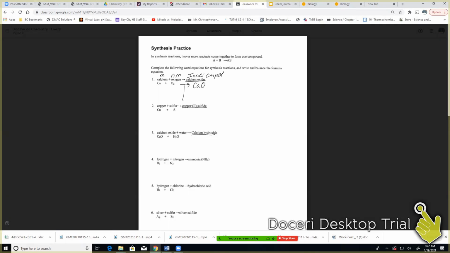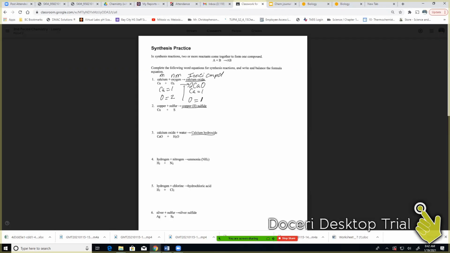If I do my little tallies, I have calcium is 1, oxygen is 2. Over here, I have 1 of each. Most of these that we're doing today are really easy to balance. You may not even feel the need to go through this part. But if you can see, my oxygen is off. I have 2 on my reactant side and only 1 on my product side.